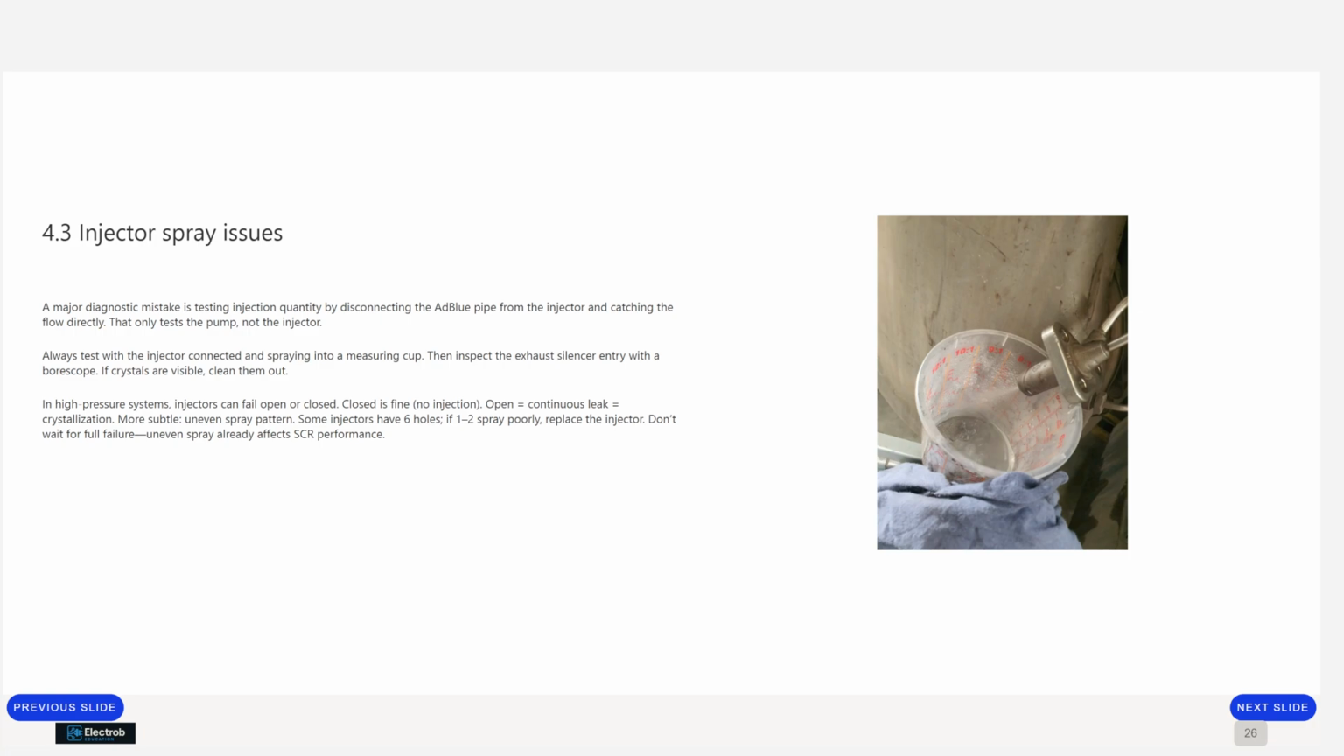Some injectors have 6 holes. If one or two spray poorly, replace the injector. Don't wait for full failure. Uneven spray already affects SCR performance.